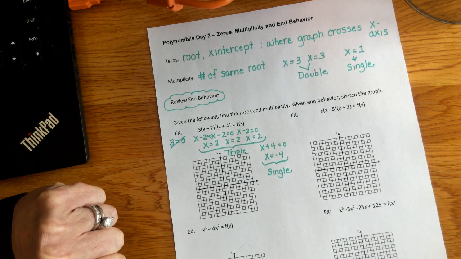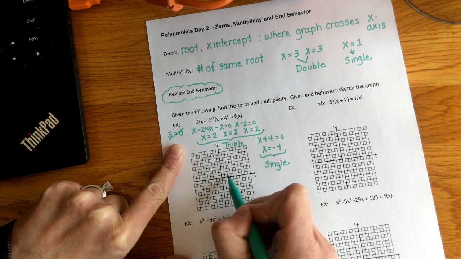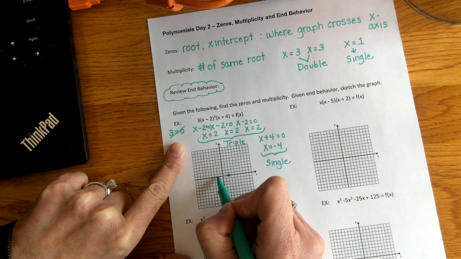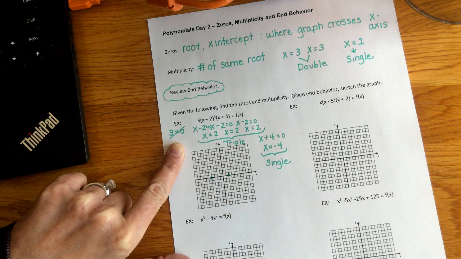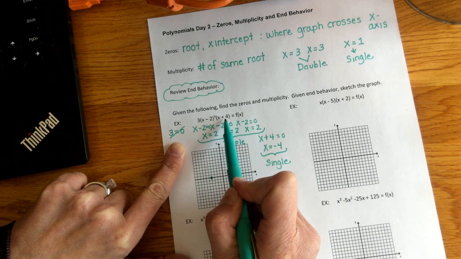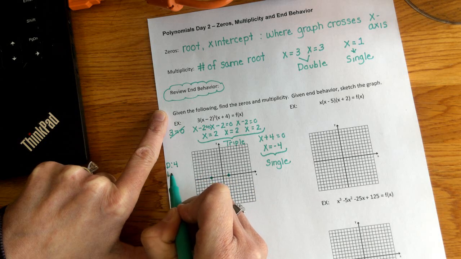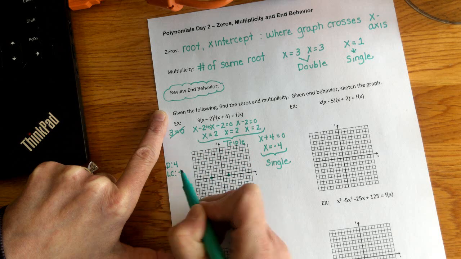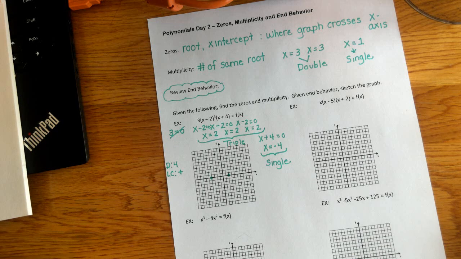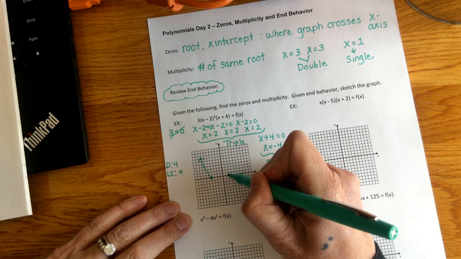So we're going to plot these zeros. x equals 2. Now I can't put 3 dots, so 1 would be sufficient. And then x equals negative 4. Let's look at the degree. I have 3 zeros and I have 1 more. So that means I have a degree of 4 and my leading coefficient is positive. When your degree is 4, even, and your leading coefficient is positive, that means on the very ends you go up and up.